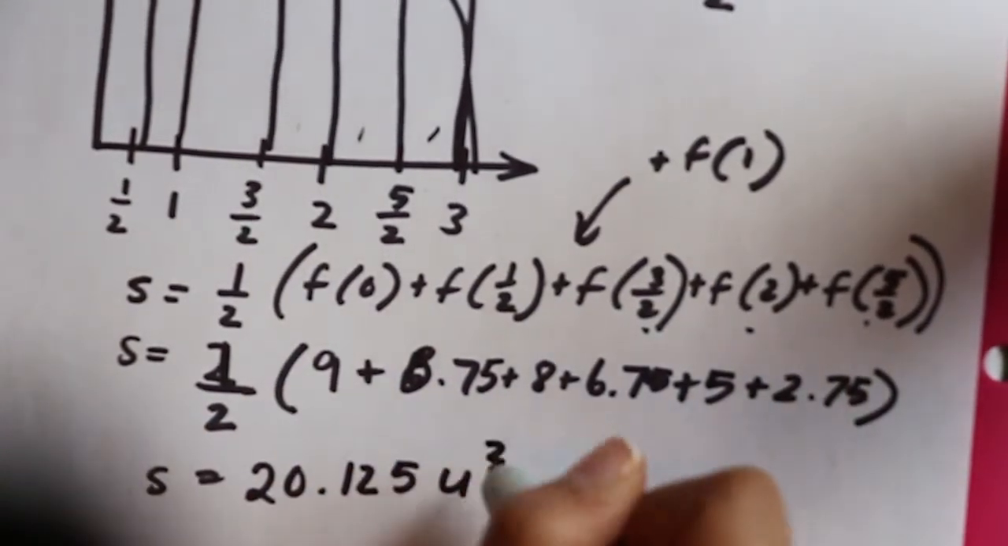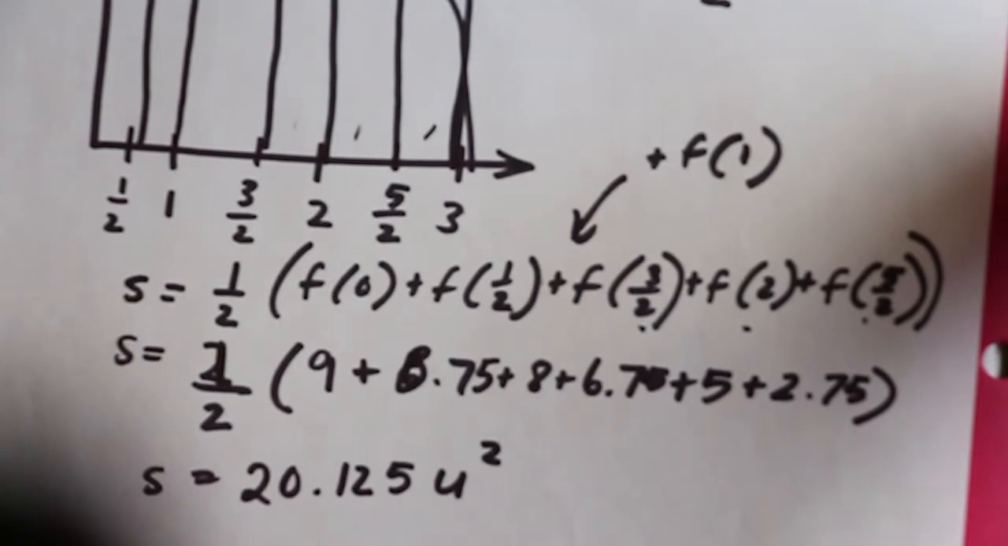So then in the end here, we have the sum as 20.125 units squared. There you go, Pat.